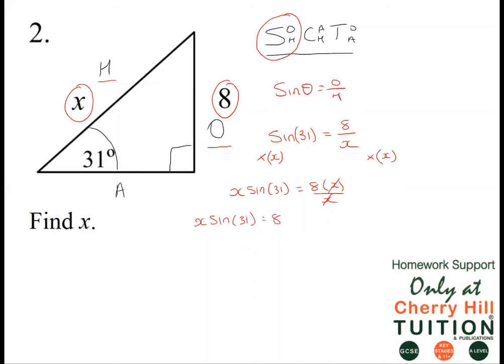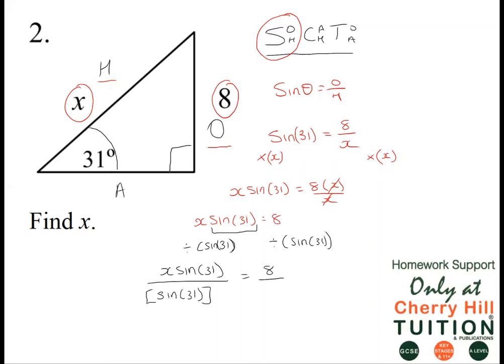Now the only thing stopping the x from being on its own is this sine of 31, and right now they are being multiplied by each other. So to get rid of this, we need to divide both sides by sine of 31. This leaves us with x sine of 31 over sine of 31, and this is equal to 8 over sine of 31. On the left-hand side, the sine 31s cancel out, leaving us with x, and on the right-hand side, we have 8 over sine 31.